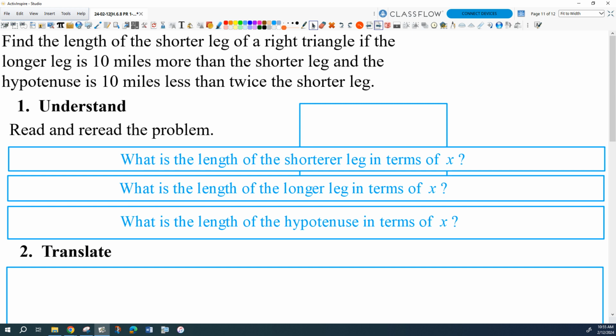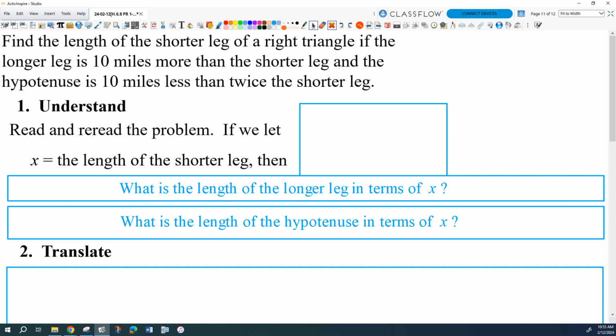How come the shorter leg is the one that's going to be x? That's what it's saying. Okay, that's good because that's the one that's referred to, right? That's the one we know nothing about that we're comparing the other things to, right? We know that the longer leg is 10 miles more than the shorter leg, which we know nothing about. We know the hypotenuse is 10 miles less than twice the shorter leg, so we know something about that, but it's in terms, again, of the shorter leg about which we know nothing, right? So the shorter leg we will call x.